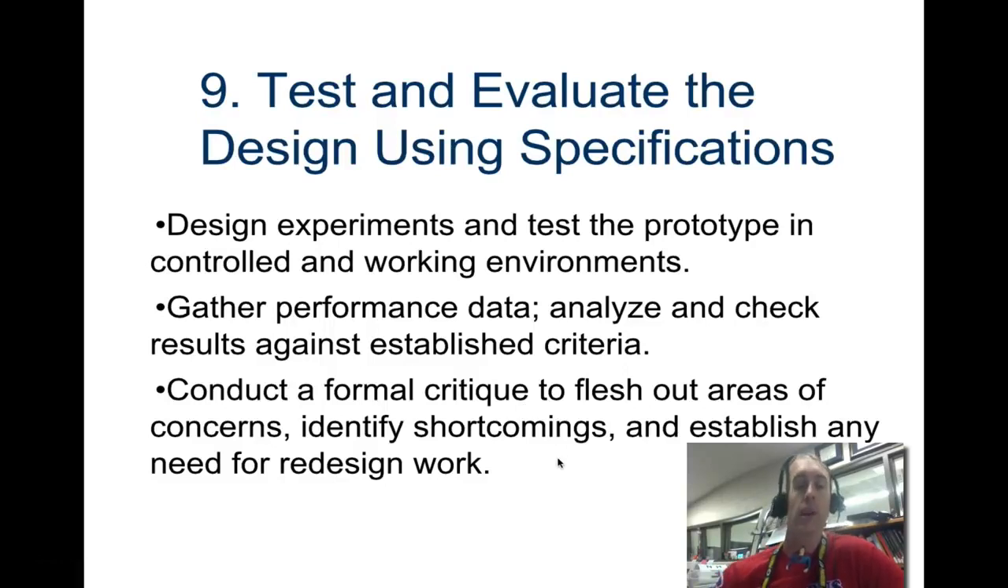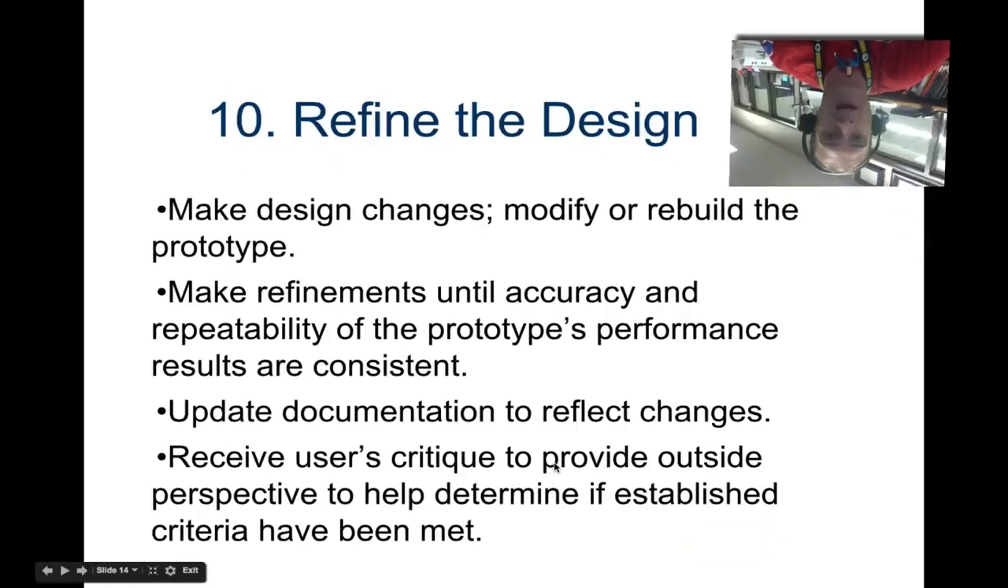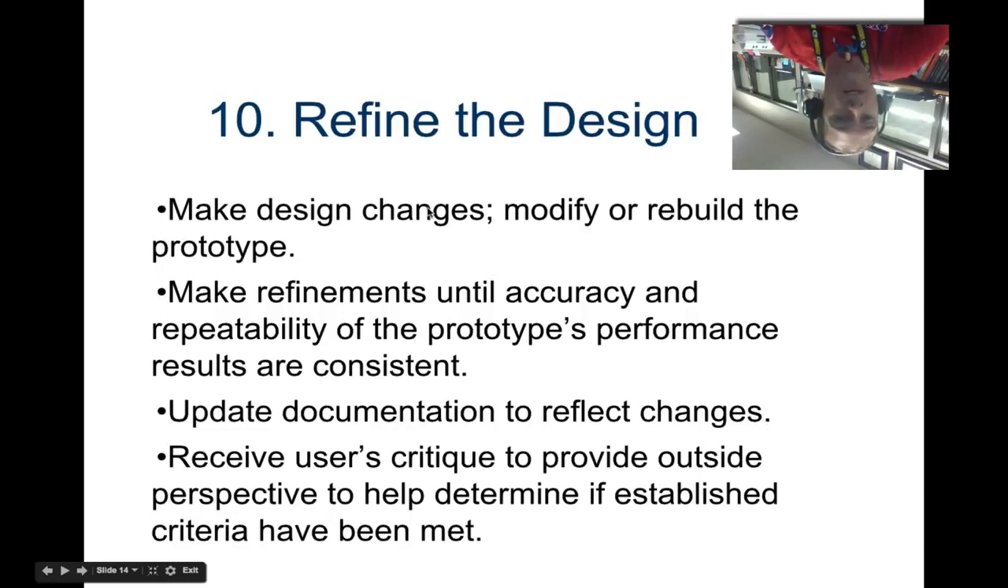So when you completed the transfer system, you probably found problems, the blocks fell off, took too much time to add parts, the conveyor belt was moving before you wanted it to, so you had to modify it to make it work better or make it work faster. Then it comes to refining the design. You make any design changes, rebuilding it, make refinements until accuracy and repeatability of the prototype's performance results are consistent, maybe to the point of 6 sigma, that 3.4 defects out of 1,000,000. You're that good.